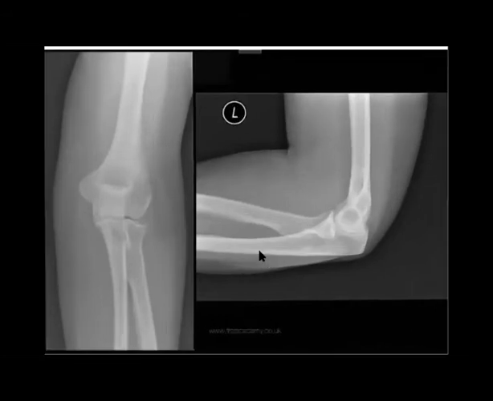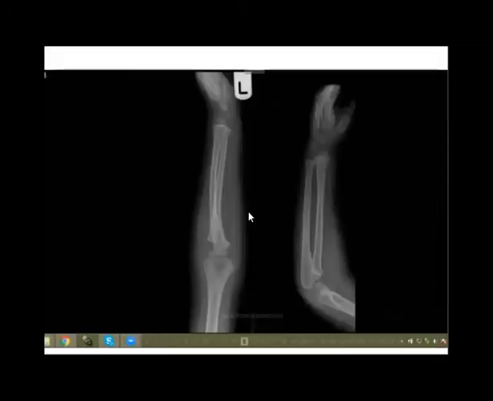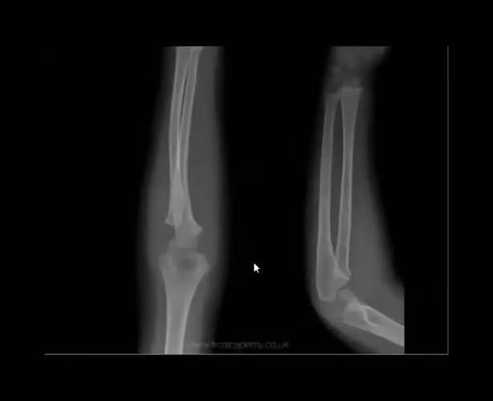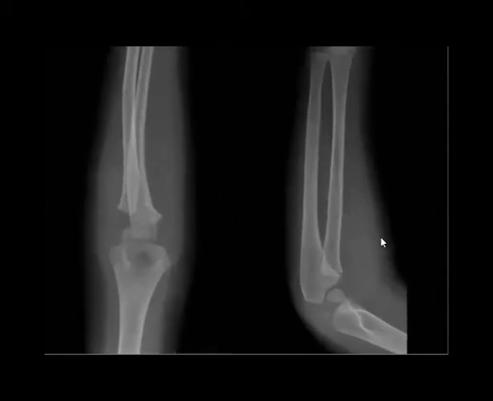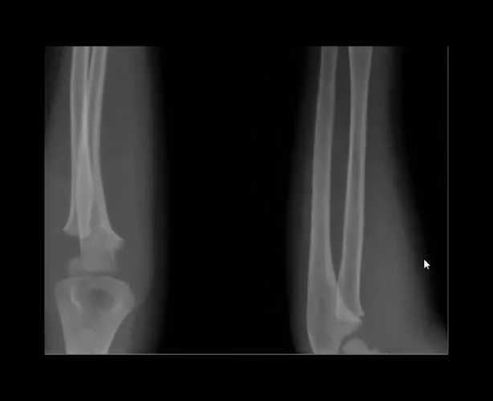Okay, again, a lot of types of radial head fractures. This one I think is easy, and you can see even the fragment is going up. Okay, and this one, where exactly is the fracture? Can you describe it?